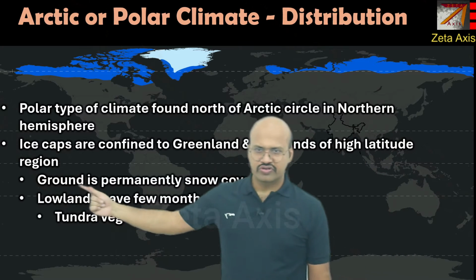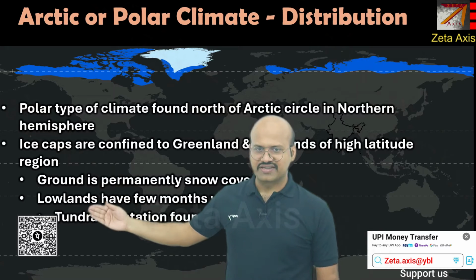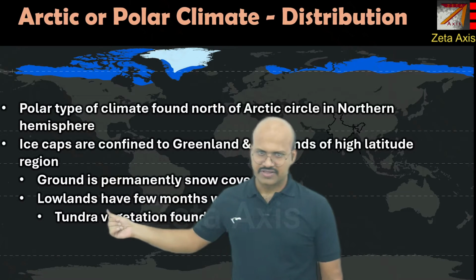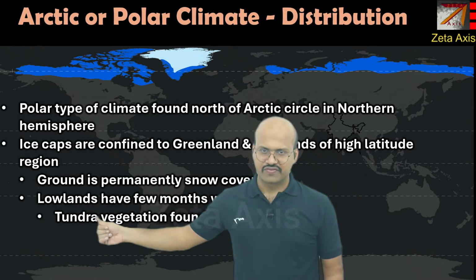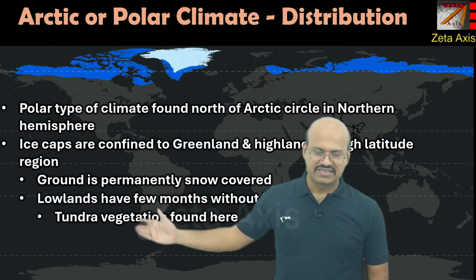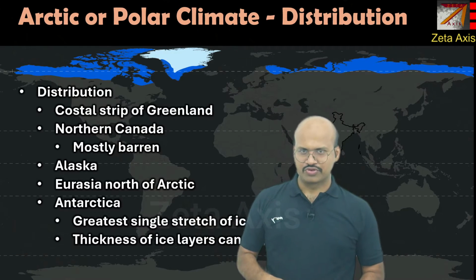So most of the regions have permanent snow cover, but there are lowlands, valleys and other regions where there are a few summer months where we do not have ice, and in those summer months we have tundra vegetation. We will see these characteristics in the later part of this video. So let's see the distribution.